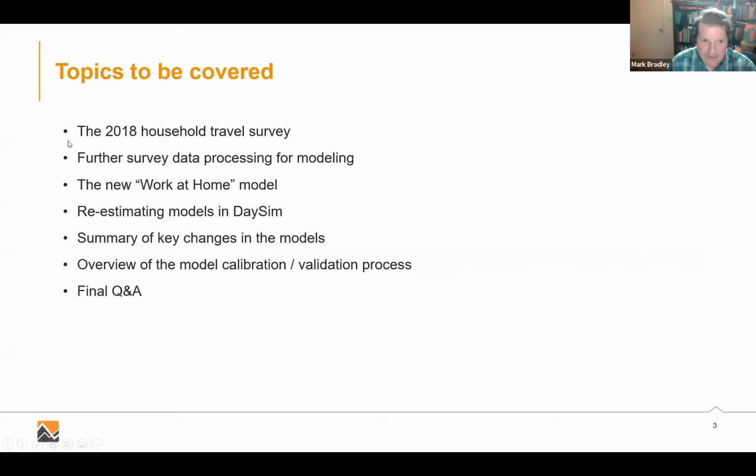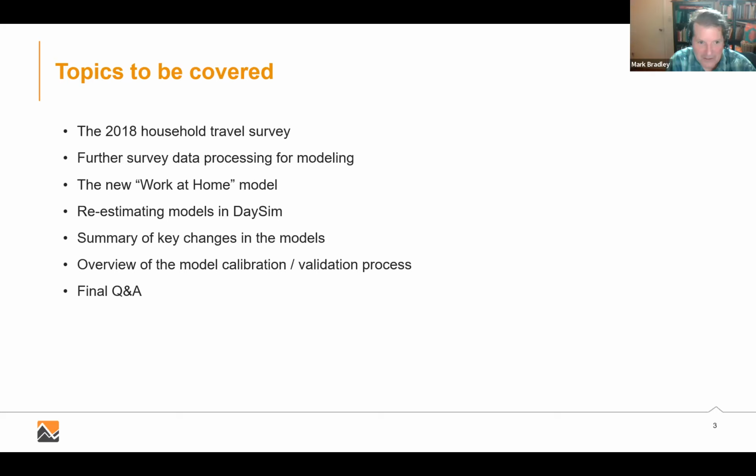So this project involved updating the SACSIM, the DaySim models that are the core of SACSIM, based on the 2018 household travel survey data.